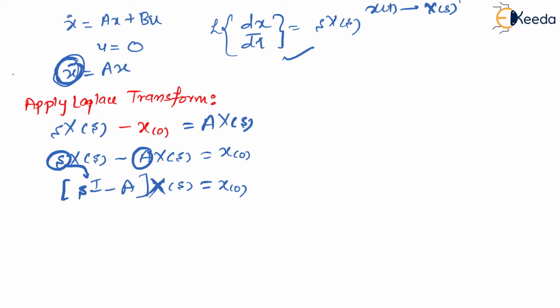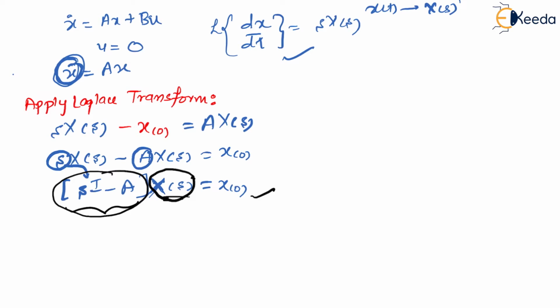Now see here. Am I interested in this sI minus A? No. I somehow want to eliminate this one, because I want X of s in terms of x naught. My aim is to find X of t, and that can only happen if I have X of s, because if I have X of s, I can directly apply the inverse Laplace transform. So I just don't want this one.